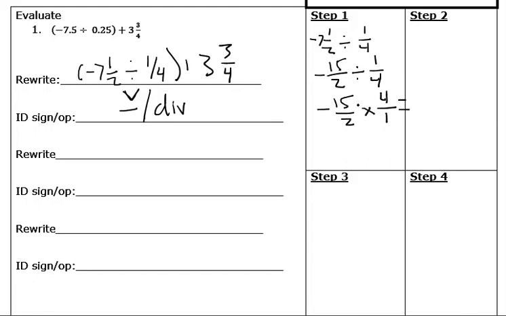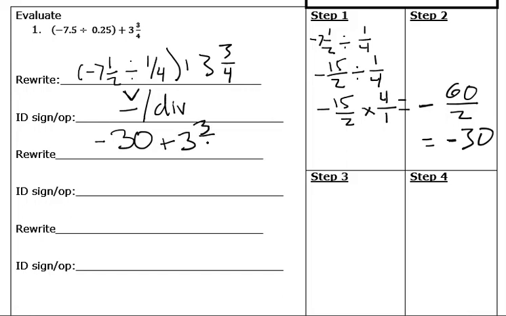Negative, so 15 times 4. I know this is going to be negative because a negative times a positive, again, is negative. 15 times 4 is going to give me 60 over 2. Negative 60 over 2 is equal to negative 30. All right, cool. So I'm going to go back here, and now I have a much prettier problem. I have negative 30 plus 3 3/4.